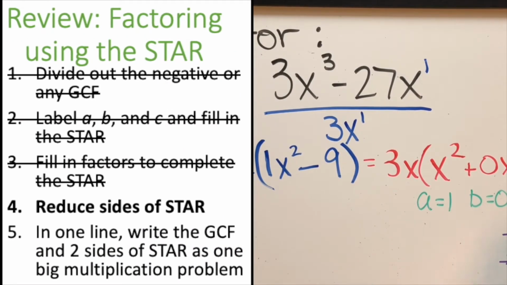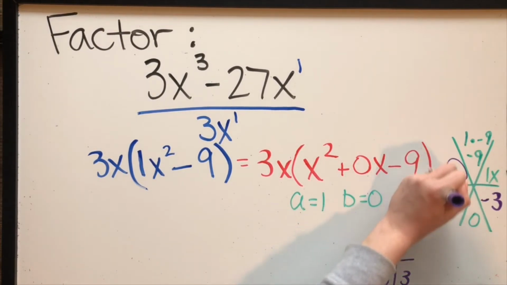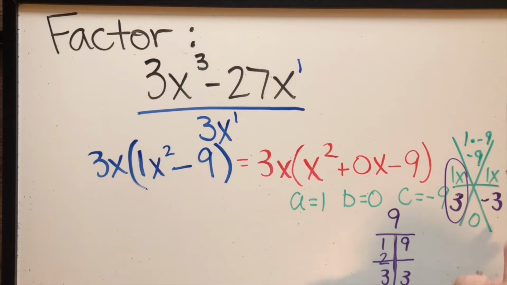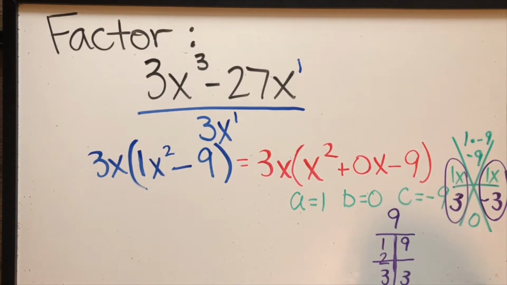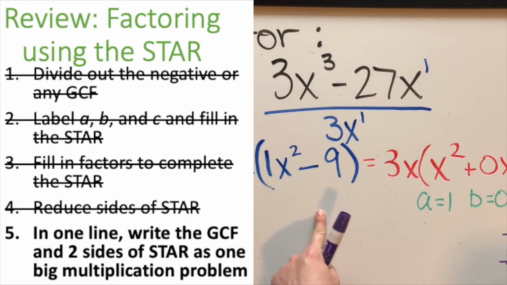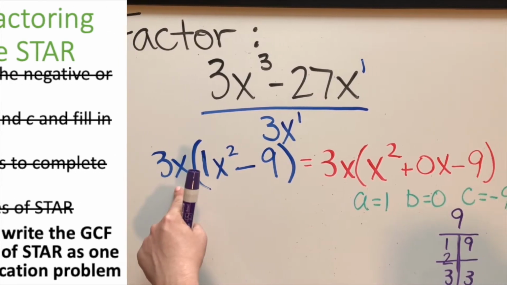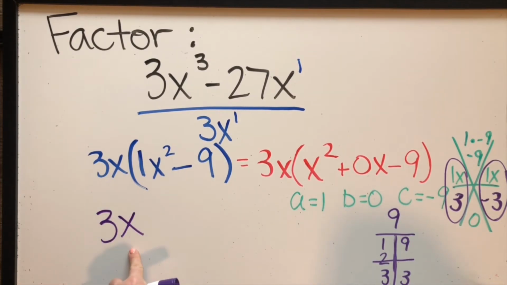So moving on to step 4, where we reduce. 1 over 3 will not reduce, so that's going to be 1 star, or 1 factor. And 1 over negative 3, again, will not reduce either. So I'm going to go back underneath the blue, underneath the original problem, and we're going to write our final answer. So the first part is we're going to bring down the GCF at the beginning, which was just 3x.